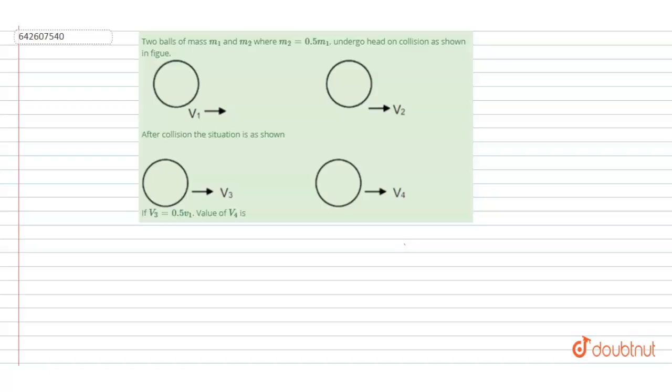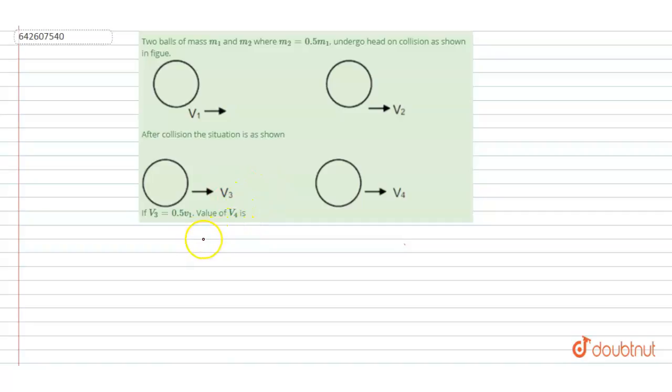Hello everyone. Two balls of mass m1 and m2, where m2 equals m1 by 2, undergo a head-on collision as shown in the figure. So you have to find the value of v4 if v3 is equal to v1 by 2, right?